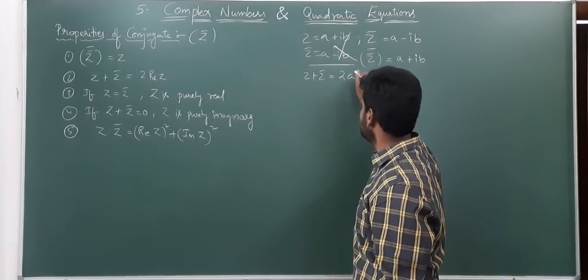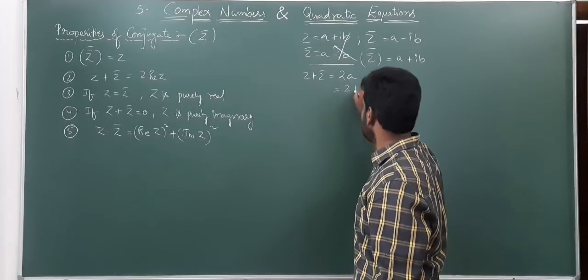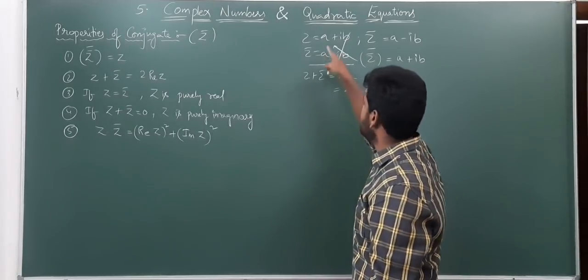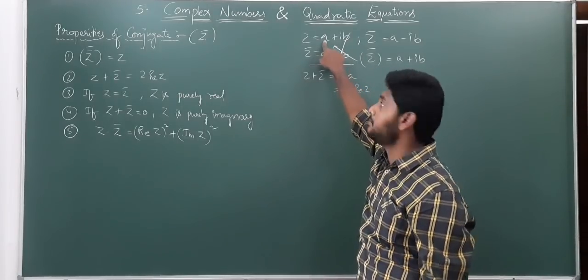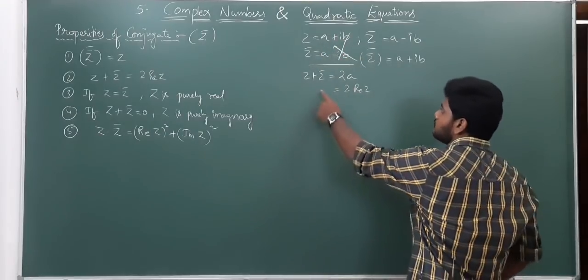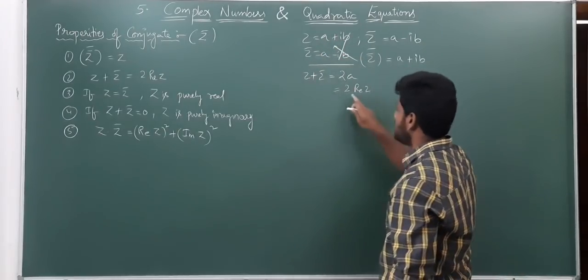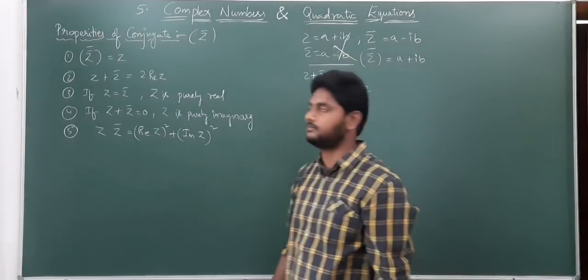So here what we are getting? 2a, nothing but 2 times the real part of z. Why? Because a we will consider as real part, b we will consider as imaginary part. So z plus z bar, if we do, we will get 2 times the real part of z.